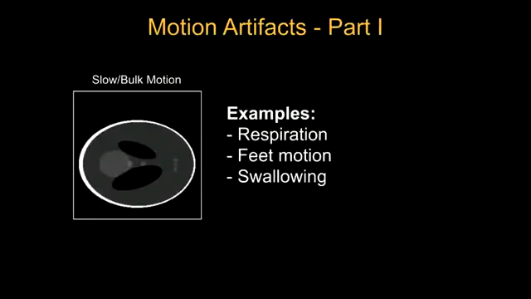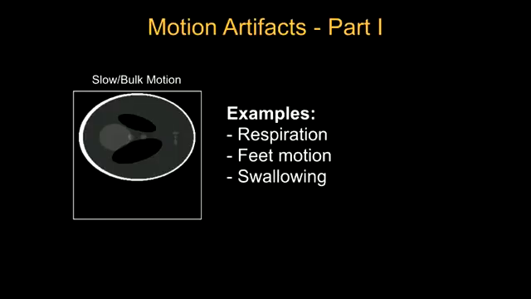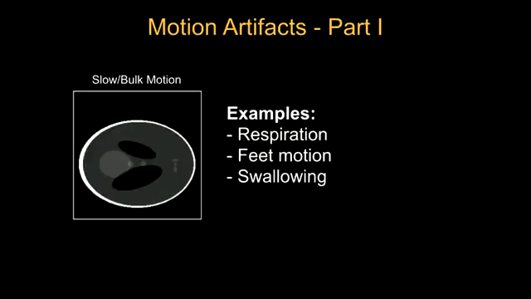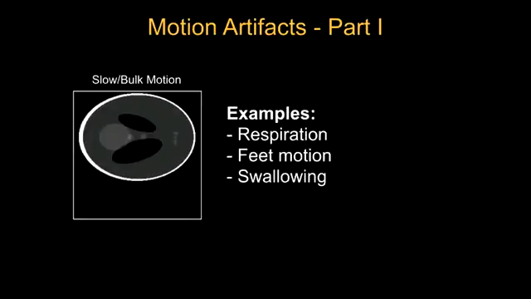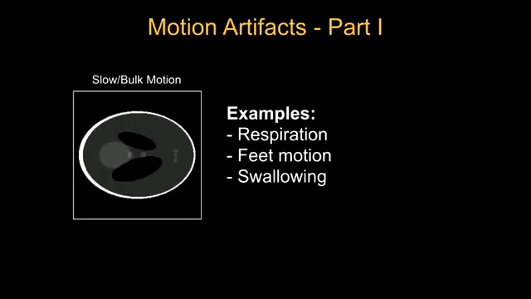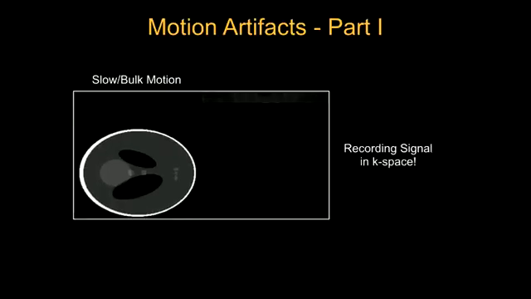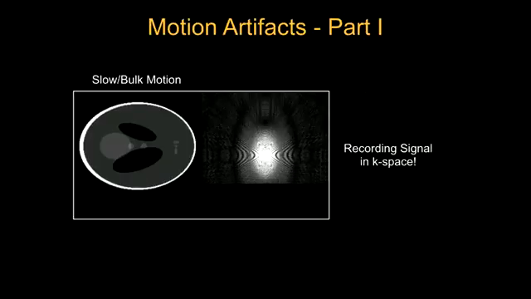So the first example is respiration, or very slow motion, like swallowing or foot motion. In this case, we're just assuming that the object moves from bottom to top very slowly. Then let's see what happens. While the object is moving, we're recording the signal, right?